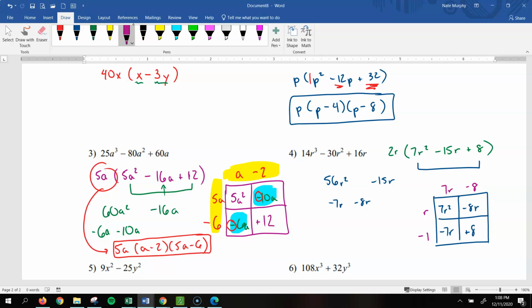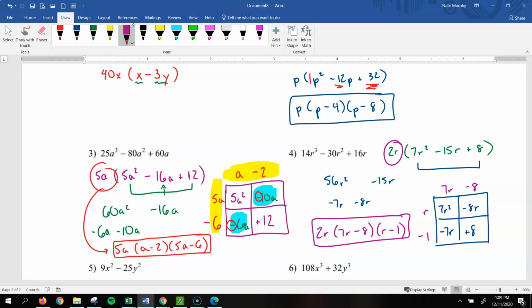Double check. r times 7r is 7r squared. r times negative 8 is negative 8r. Negative 1 times 7r is negative 7r. Negative 1 times negative 8 is a positive 8. So when we write our answer, do not forget that greatest common factor from the beginning. That's still part of your answer. That's the one mistake that a lot of people make. But that would be your answer.